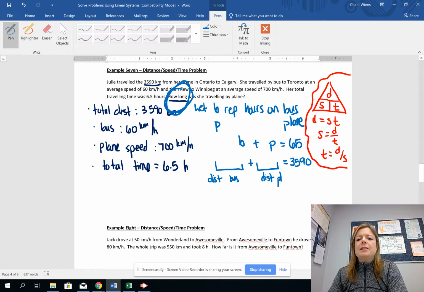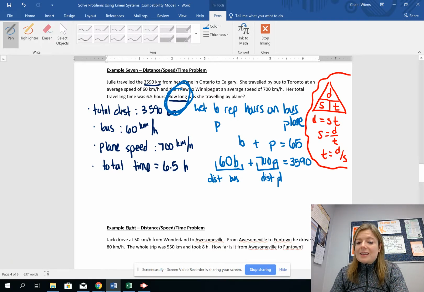However, we know that distance is equal to speed times time. We do know the speed on the bus was 60, and the time on the bus is represented by B. So 60B then is the distance that they went by bus. So the distance on the plane is its speed, 700, times its time, which we let be P. So 60B plus 700P equals 3,590. And this is distance, and distance equals distance.